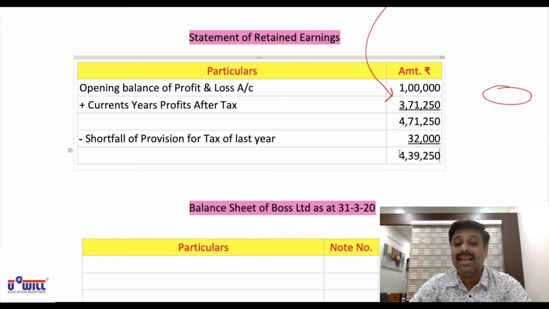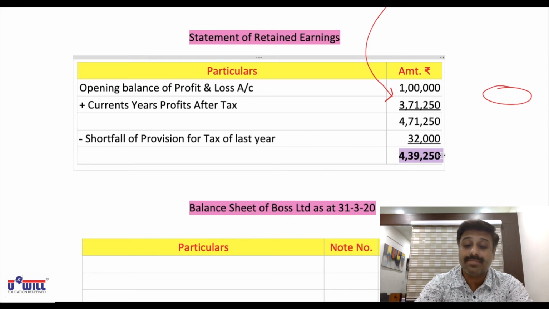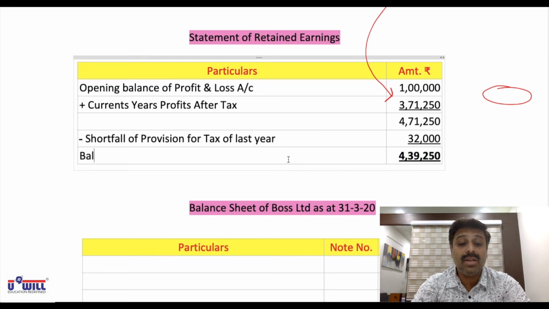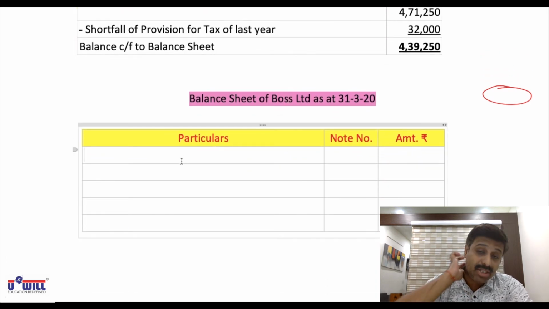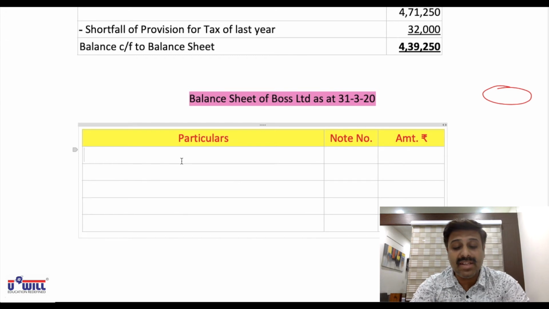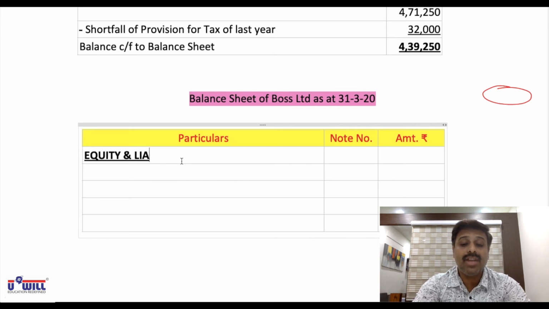439,250 will be the balance carried forward to balance sheet. Now, how will we show the effects in balance sheet? Very first of all, in equity and liabilities, in shareholders funds.